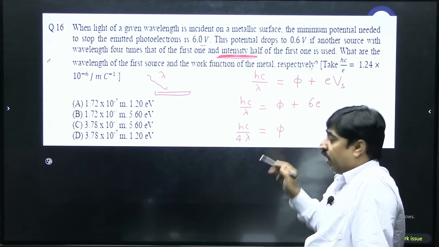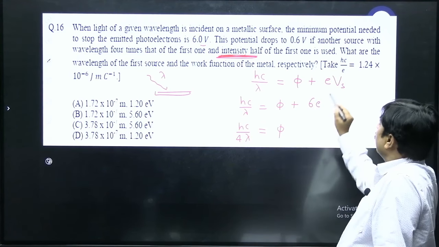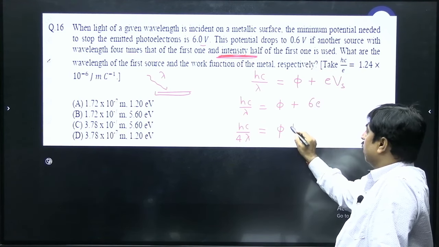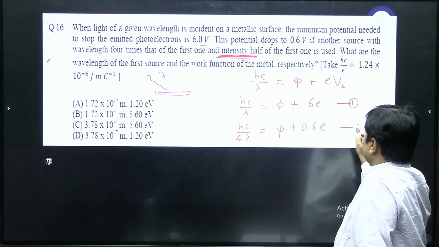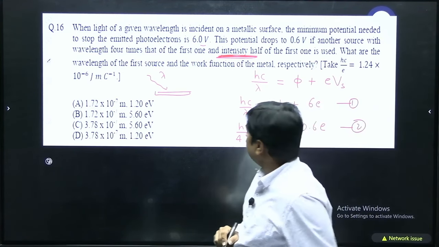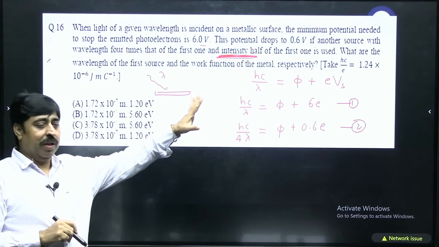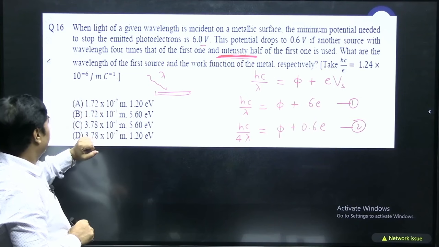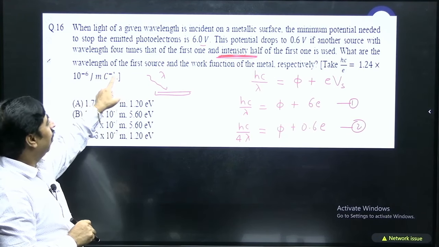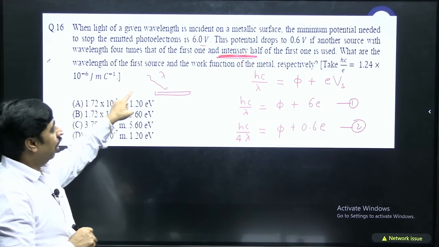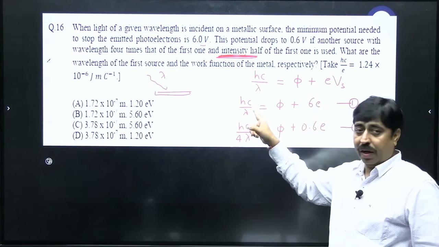Work function, metal same, metal is same, so work function remains same. Now, this stopping potential difference becomes 0.64. So, the same equation is appearing like this. Now, some data is given that you have to take hc by E is equal to so much and all that. The question asks, what is the wavelength of the first source and the work function of it? That means you have to find lambda and phi.